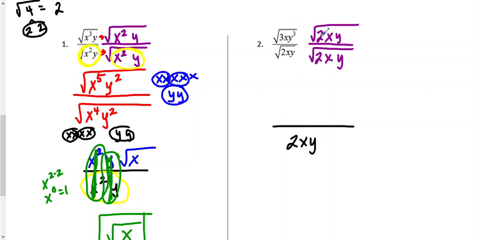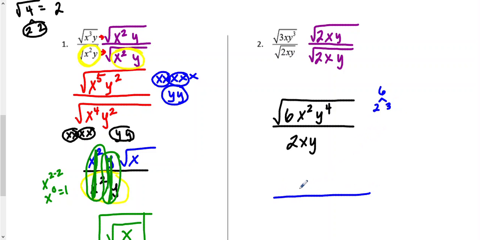The top is where we change. So I'm going to make one big square root sign. 3 times 2 is 6. X times x is x squared. Y to the 3rd times y is y to the 4th. Then I need to simplify my square root sign. So I'm going to rewrite the number 6 over here. I'm going to try and break that down. That breaks down to 2 and 3. So there's nothing else I can do with that. So I know I'm still going to have a square root of 6.